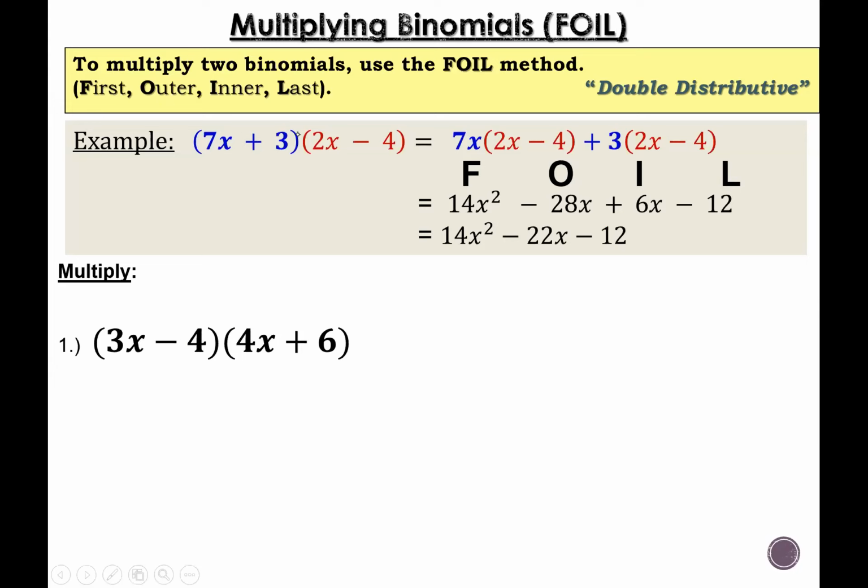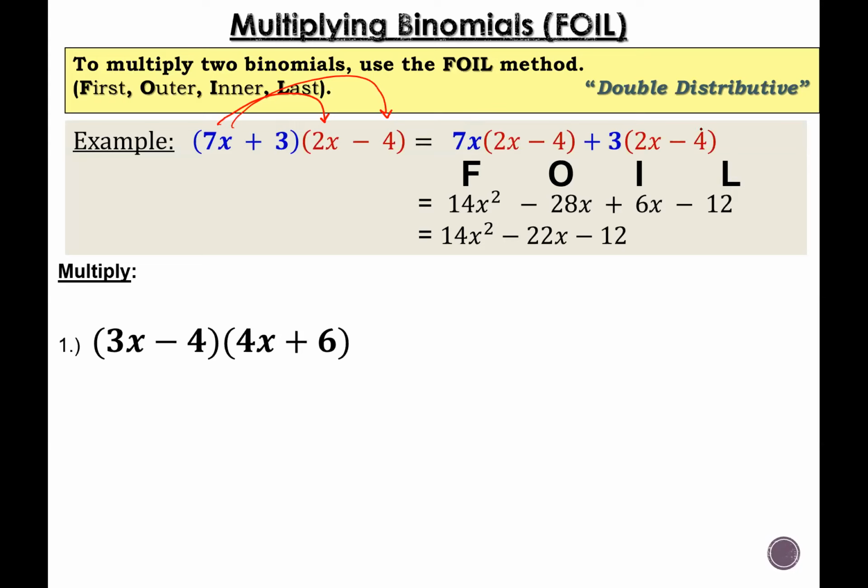So with a binomial, 2 terms, times another binomial, 2 more terms, each one of those terms needs to get distributed. So here is one way to write this out. 7x plus 3 times 2x minus 4. First, you can distribute the 7x. That's 2 terms. Then go back and distribute the 3. That's 2 more terms. Then combine.